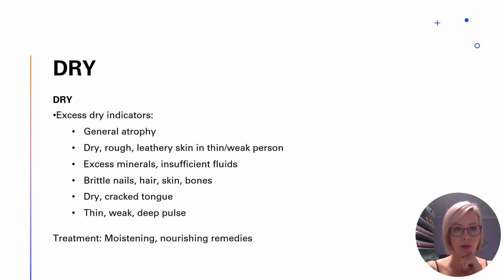Dry, a really dry person, there's a general atrophy, dry, rough, leathery skin, and the person is usually quite thin and weak, excess minerals, insufficient fluids, brittle nails, hair, skin, bones, dry, cracked tongue, thin, weak, deep pulse. How do we treat this? Moistening, nourishing remedies. So I'm just looking at this, the dry also kind of like a bit of a malnutrition state, you can see.